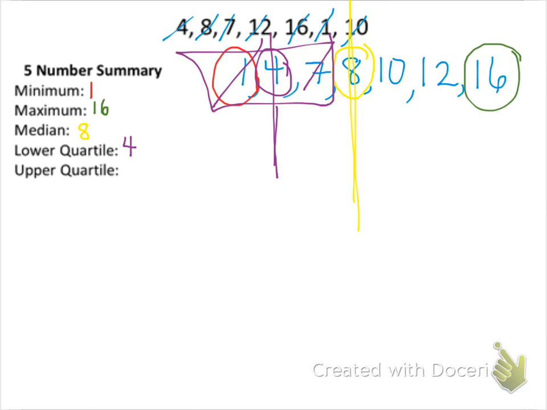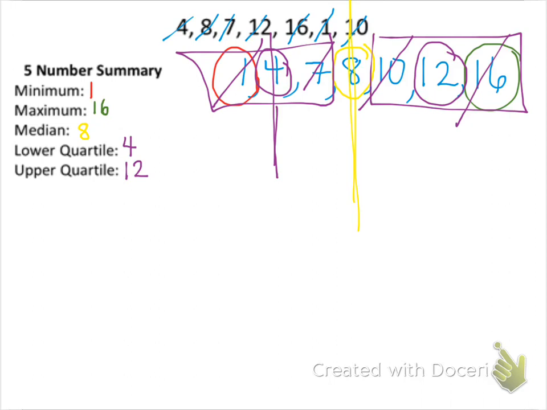Now I'm going to do the same thing with the other side. I need to find the middle value of our numbers right here. So I cross out the 10 and the 16, and then I'm left with the 12 in the middle. So our upper quartile is 12. And that's my 5-number summary.